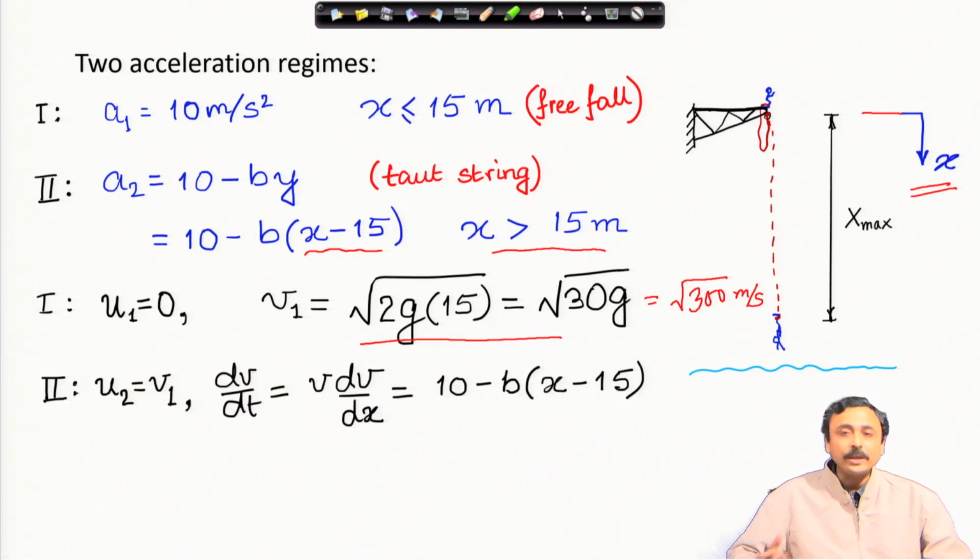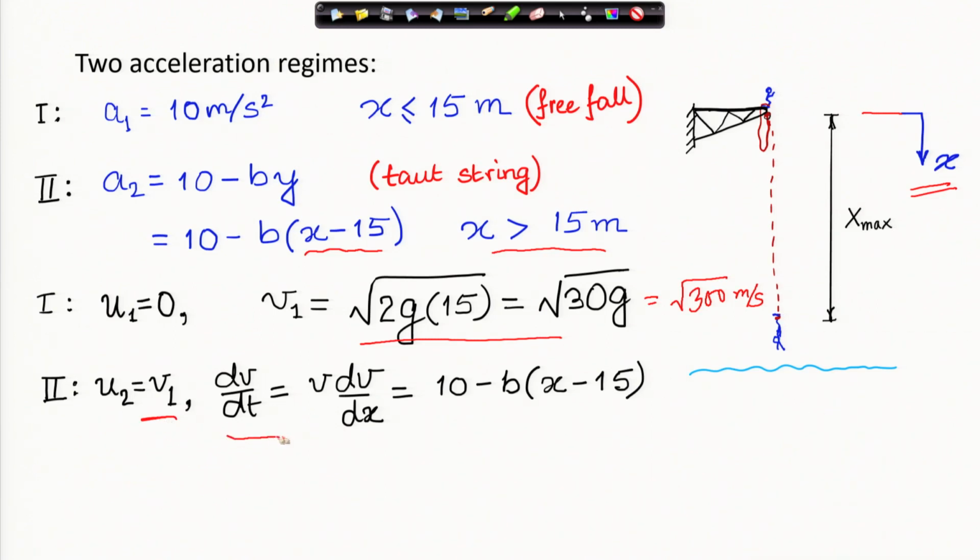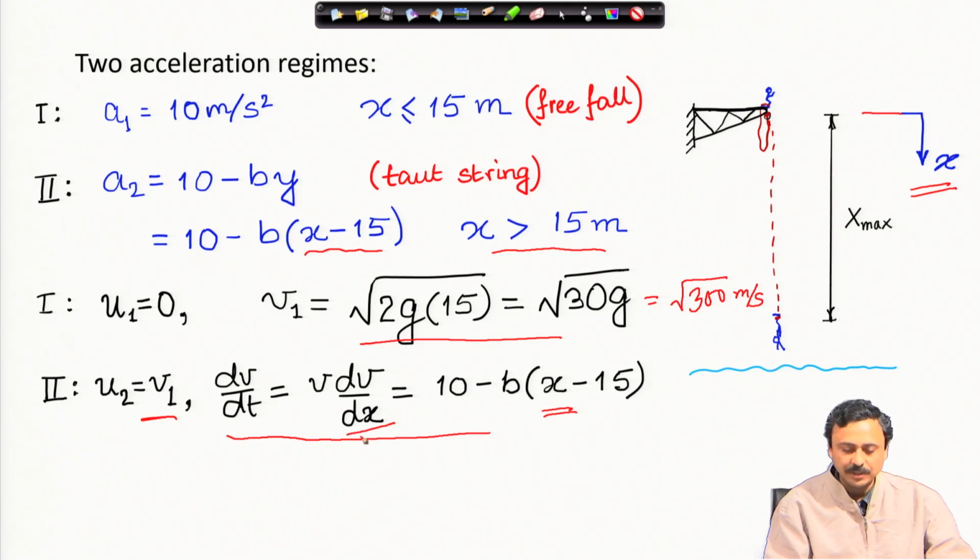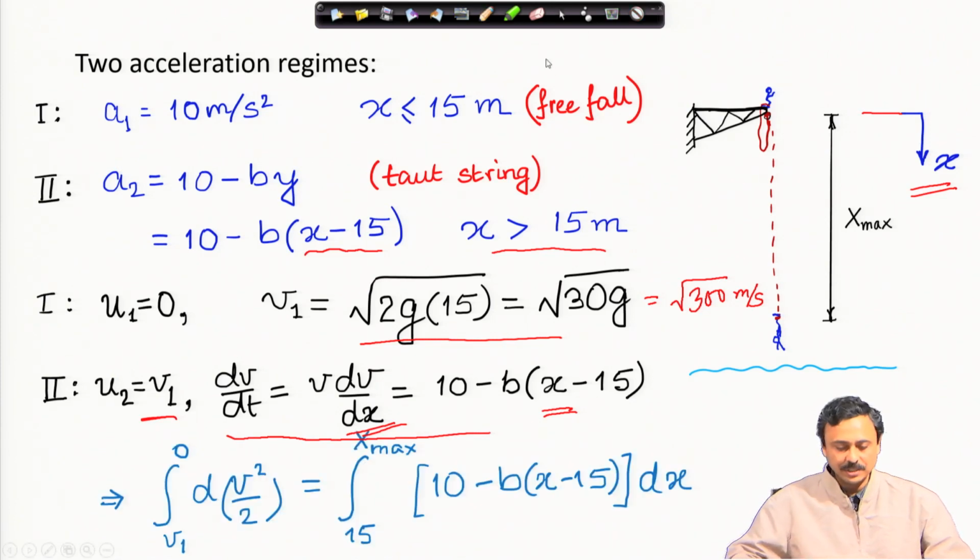Now, in phase 2, when the cord starts getting stretched, the initial velocity for this phase is the velocity at the end of the first phase, and beyond this the acceleration is given by this quantity. Now, here you see the acceleration is dependent on x, therefore, I convert the acceleration as v dv dx, which just now we have discussed, and then I integrate.